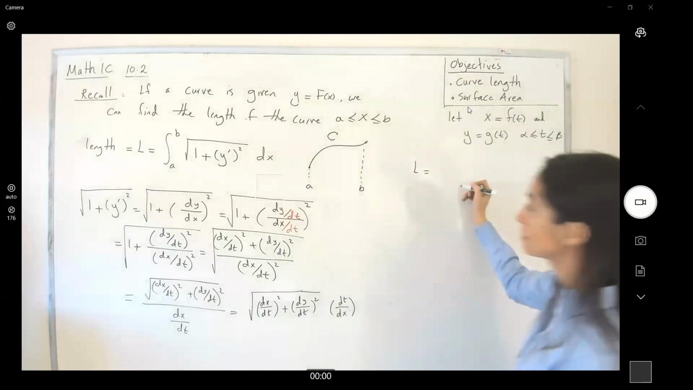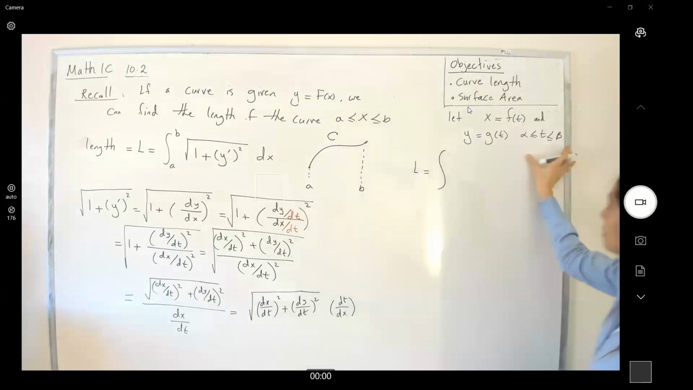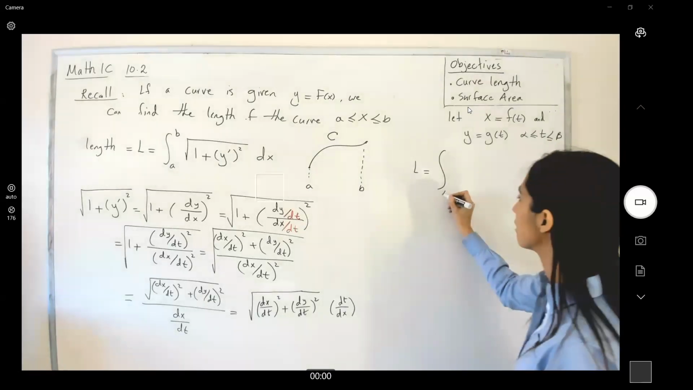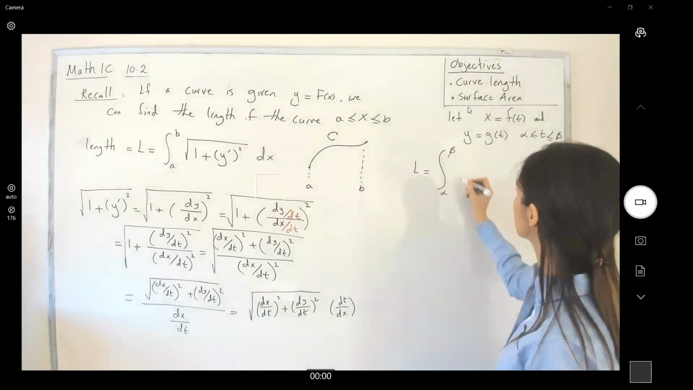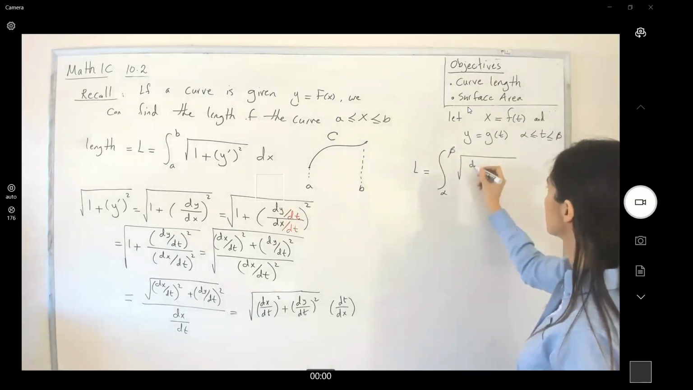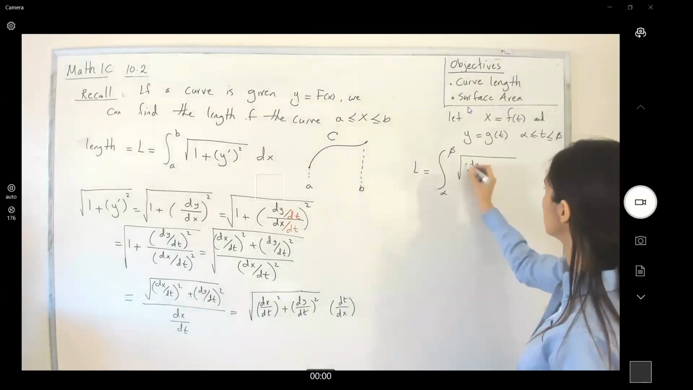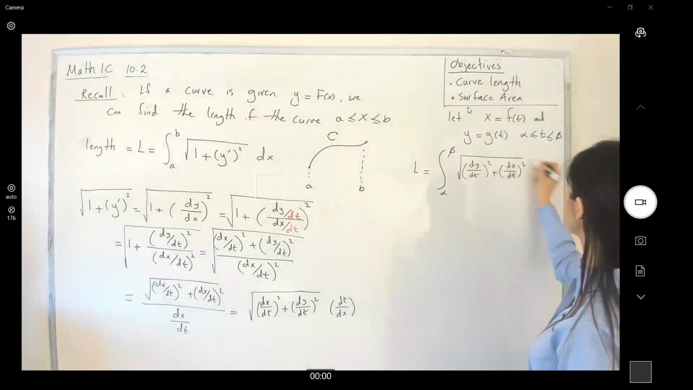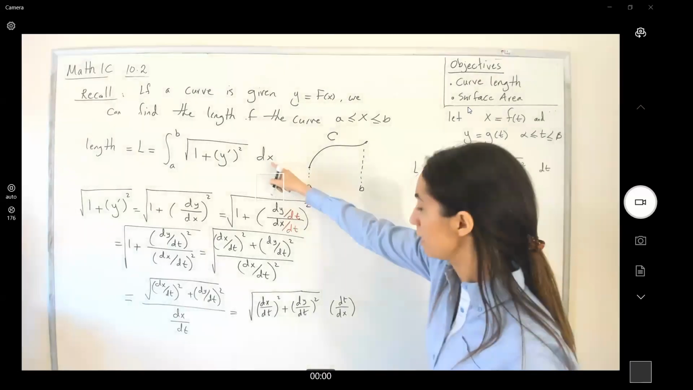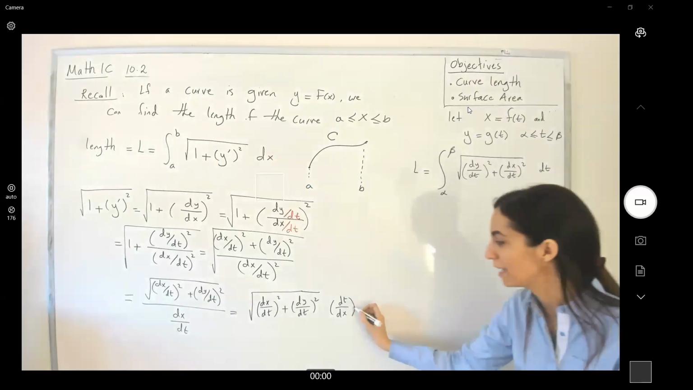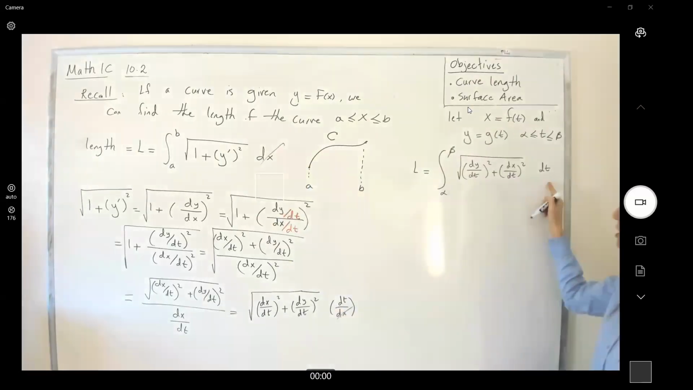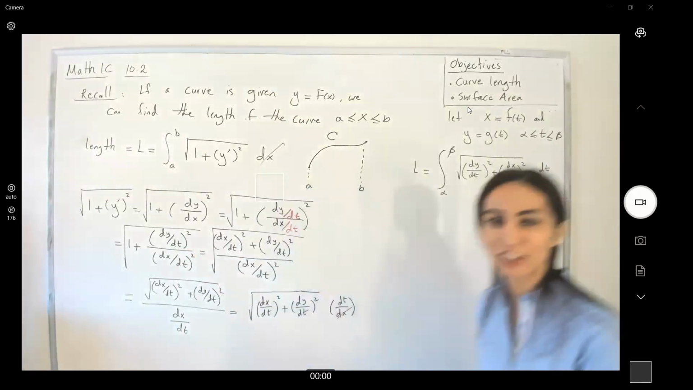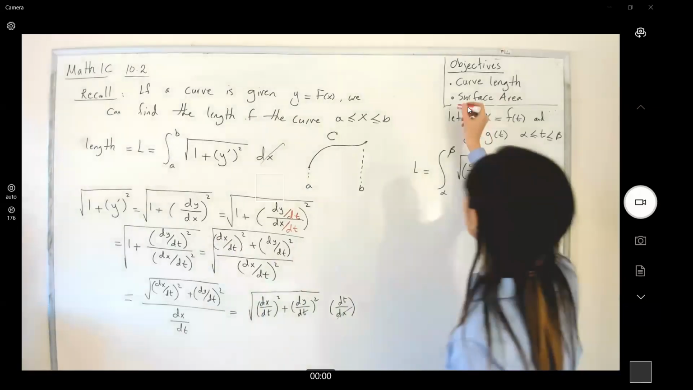So L, the length of the curve, is equal to, since it's written in terms of t, we're going to use the boundary for t, alpha to beta, square root of dy over dt squared plus dx over dt squared, dt gives dx. And this dx, they cancel out each other. So you get dt. This is the formula for the length of the curve in parametrized form.